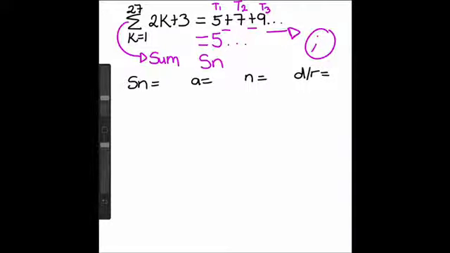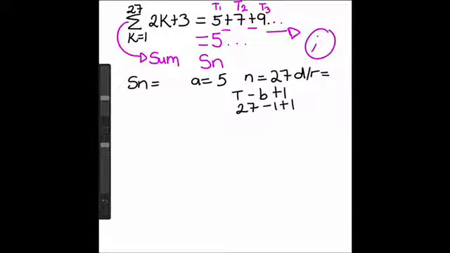So a, we can automatically see it's been given to us. Our first term is 5, therefore a is 5. n, we know how to work it out. It is top minus bottom plus 1. So it would be 27 minus 1 plus 1, which gives us an n of 27.